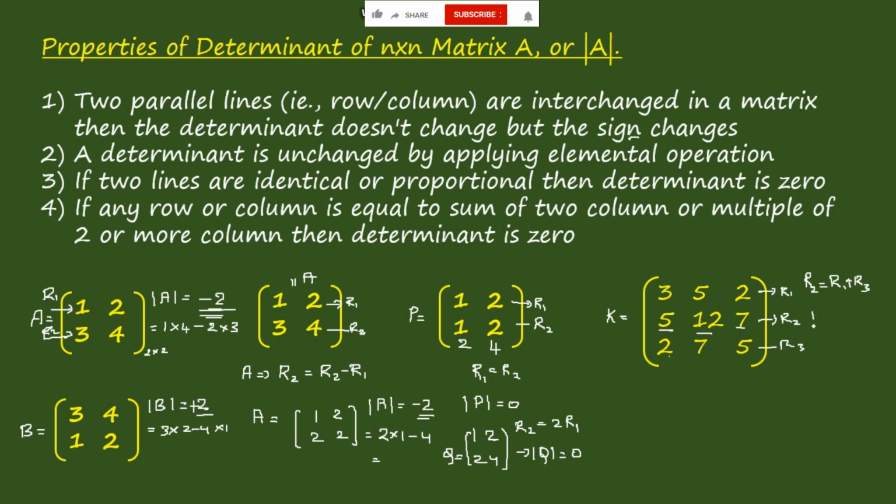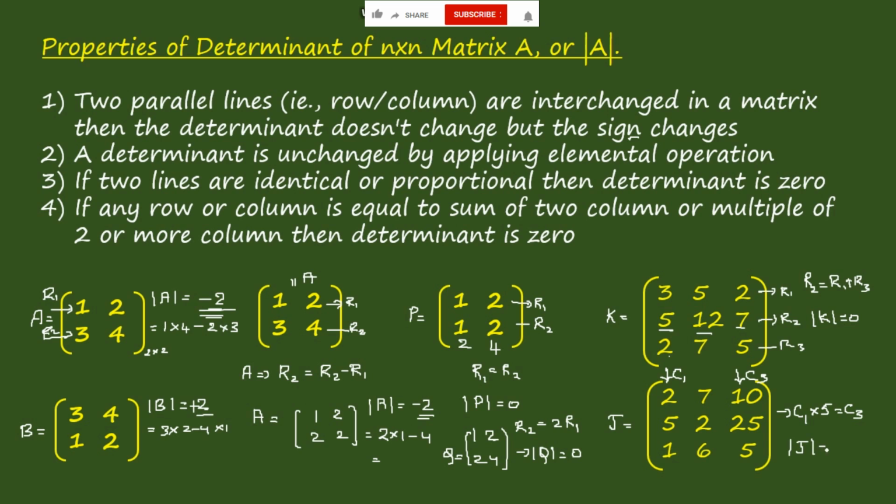So in this case, the determinant of the matrix is equal to 0. One more example for it. If you consider this particular matrix, a J matrix, here you can see that this is column 1 and this is column 3. So column 1, when multiplied by 5, is equal to column 3. Yes or no? In this case also, the determinant of J is equal to 0 only. These are the properties of a matrix for finding the determinant of a matrix.